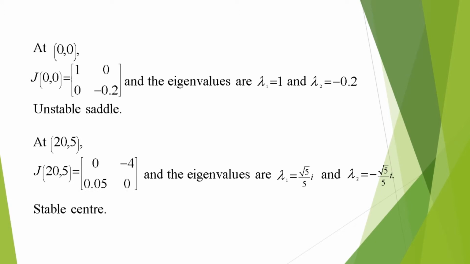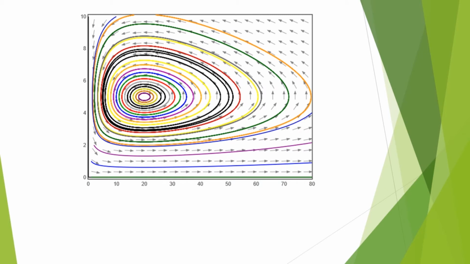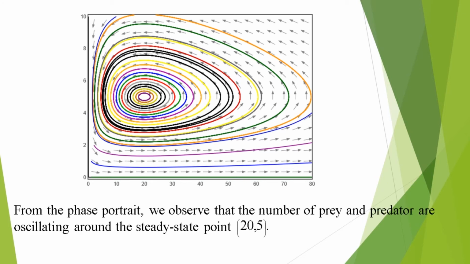At 25, 5, the eigenvalues are square root 5 over 5 i and negative square root 5 over 5 i. So the phase portrait is a stable center. Next, we use mathematical software to plot the phase portrait. You can use either MATLAB, Mathematica, or XPPAUT to plot this. From the phase portrait, we observe that the numbers of prey and predator are oscillating around the steady state point 25, 5. The final step is to compare our case study with reality.